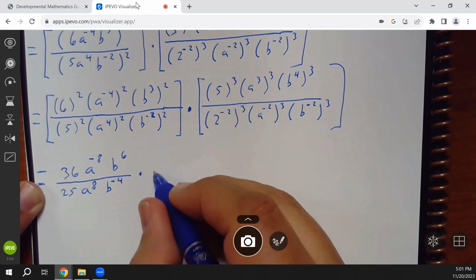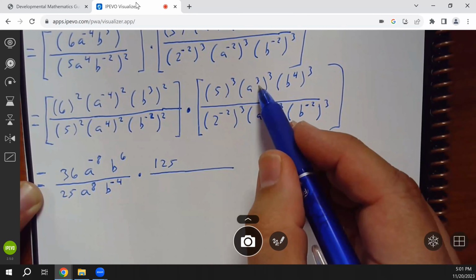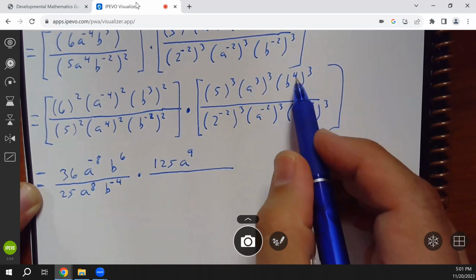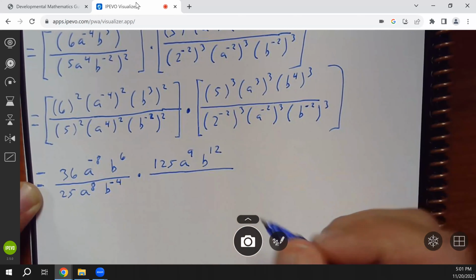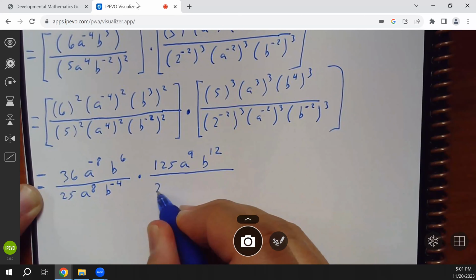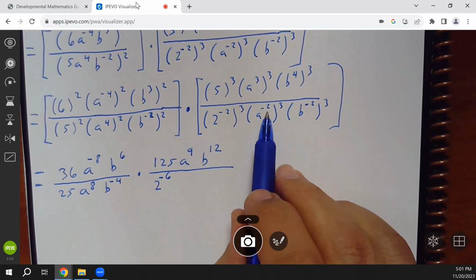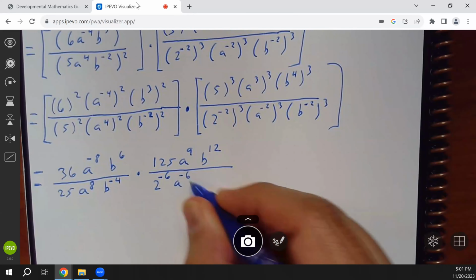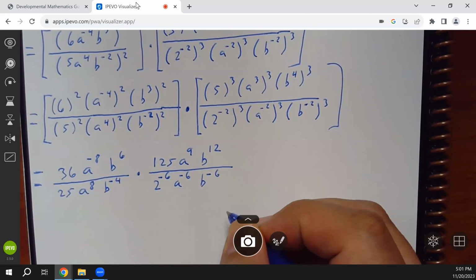5 cubed. e to the 3, it's 3 times 3. 4 to the 3, 4 times 3. Negative 2 to the 3, it's negative 2 times 3, negative 6. Same deal here. Same thing. Okay.